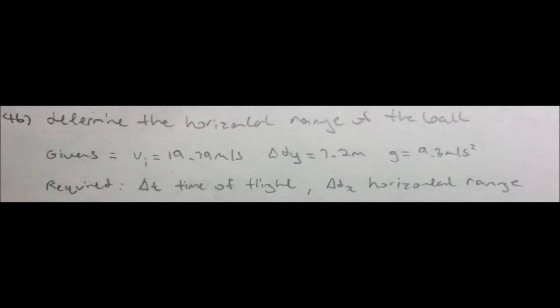For question 4b, we need to determine the horizontal range of the ball. Givens. We are given the initial velocity of 19.79 meters per second, and our delta dy, or our vertical displacement, is 7.2 meters. Gravity is 9.81 meters per second squared. Our requireds are its total time of flight, or delta t, and our total horizontal range, or delta dx.